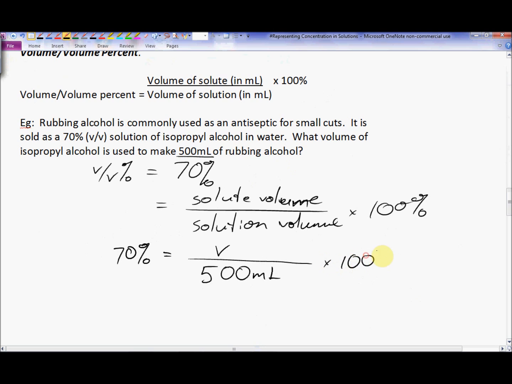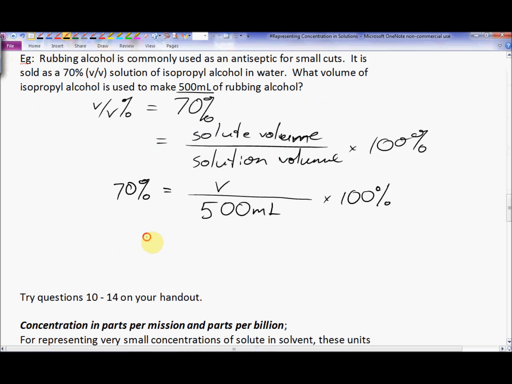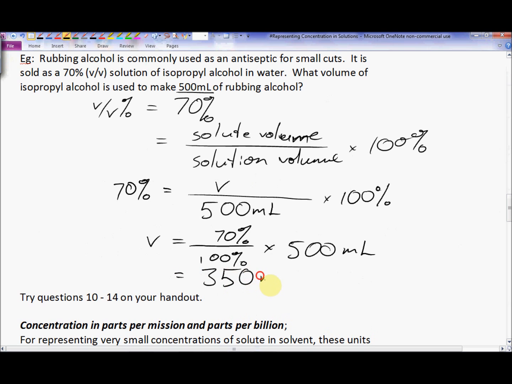Okay, and solving for volume, 70% over 100% multiplied by the 500 milliliters gives us 350 milliliters.